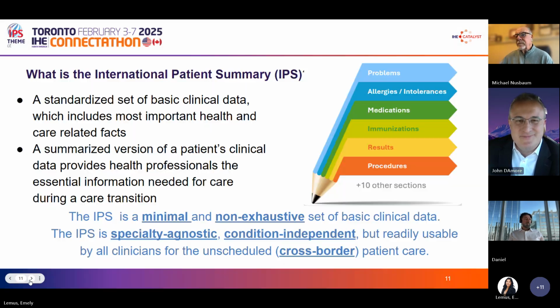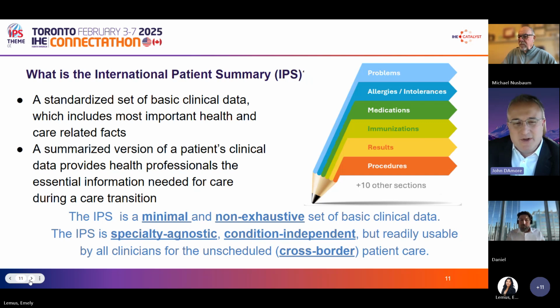Next slide. So just as a very high level introduction to IPS, I know many of you may know it already, but the IPS, or the International Patient Summary, is a standardized set of clinical data about a patient. And it's meant to provide those most important medical facts. And you can see in the second bullet there, it's a summarized version of that data. So it's not meant to be a data export of everything that's in your electronic health record or your other source of information for a particular patient. This is really meant to be a summary that's really meant to be able to inform a care provider or other caregivers as part of a care transition.